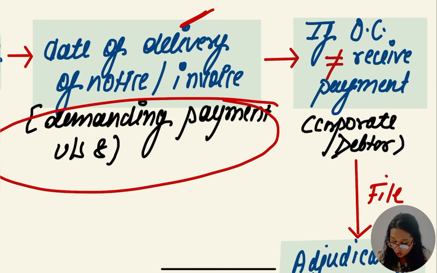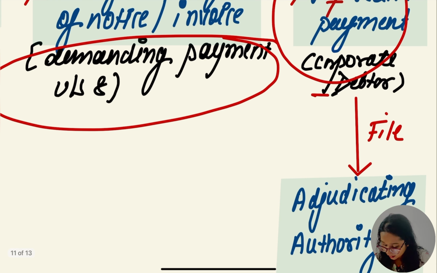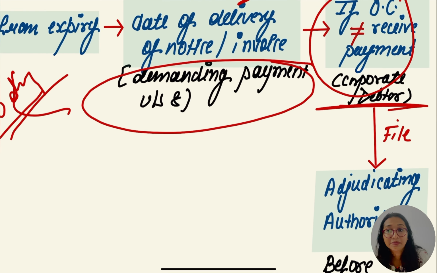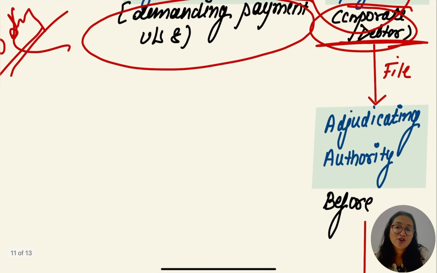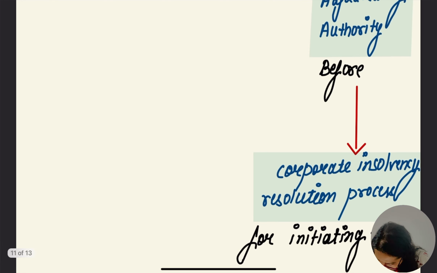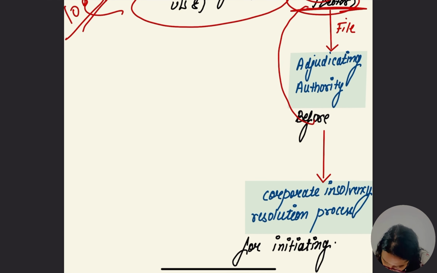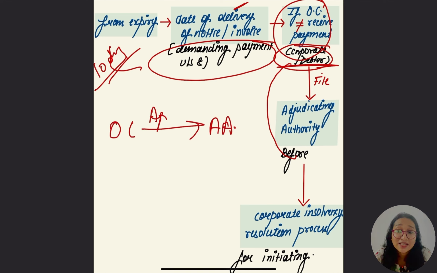if the operational creditor does not receive any payment, in that case the corporate debtor, against whom? Against the corporate debtor, they haven't received any payment. In that case they can now go for filing of an application to whom? To definitely the adjudicating authority, before the adjudicating authority. So now the operational creditor can file the application to whom? The adjudicating authority. Hope this point was also clear. For what?